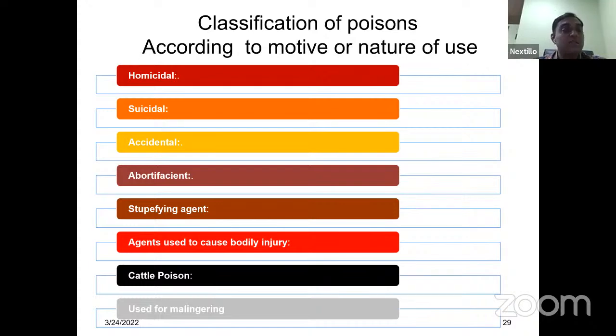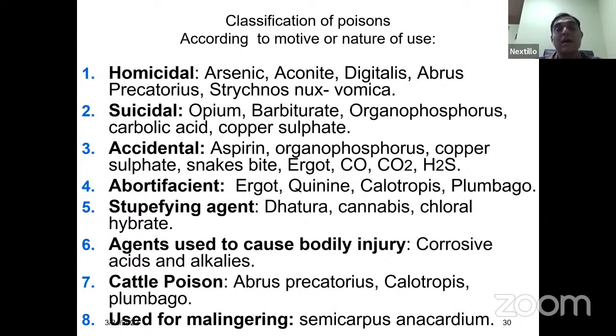The most common poisons used for homicidal purposes are arsenic, aconite, digitalis, Abrus precatorius, and Strychnos nux-vomica. Suicide: if someone has to commit suicide, what are the very important substances which can cause it? Opium, barbiturates, organophosphorus, carbolic acid, copper sulfate.